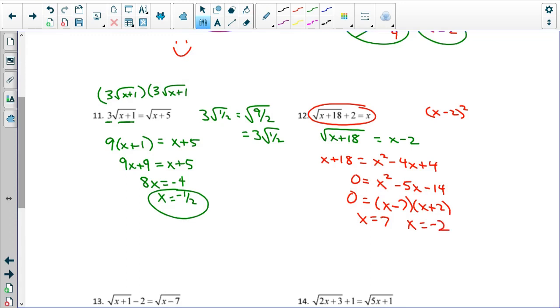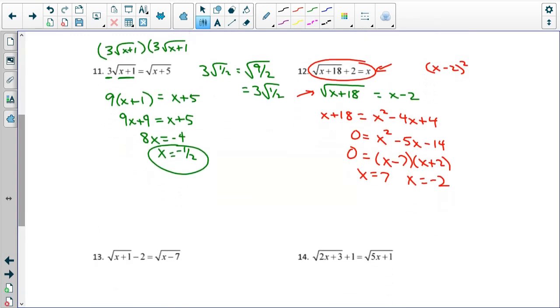If I look at this and I substitute it in either to the red circled equation or to the green equation, which is essentially the same thing as what I started with, it's not like I did anything crazy like squaring both sides or anything. The 7 will work and the negative 2 will not work.